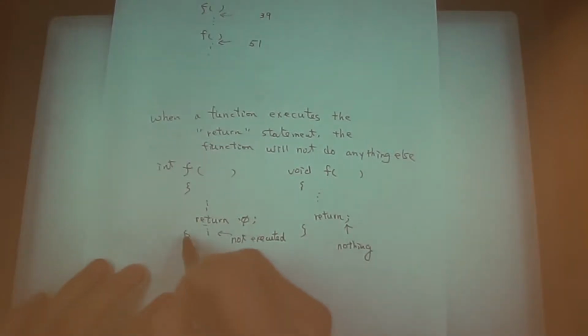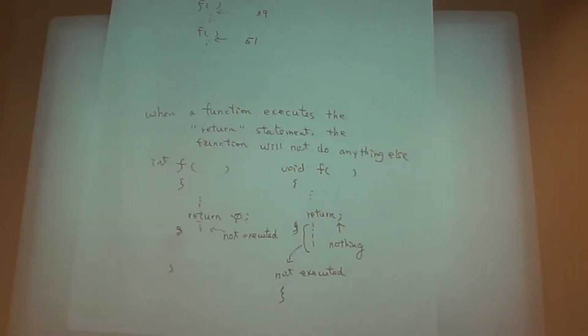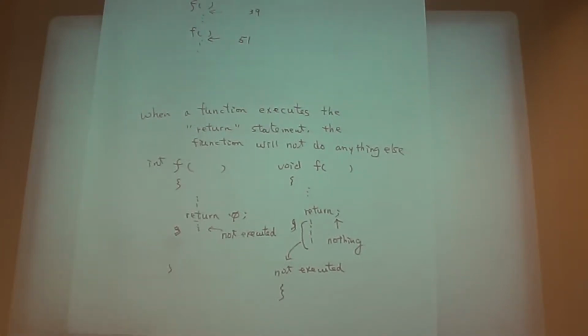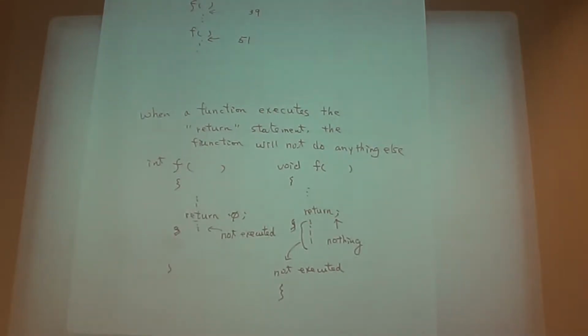After return, if you have anything here, this will not execute. If you have anything after return, then the compiler will actually give you a warning, telling you, are you sure? Because whatever you write here has no effect. The function does not do anything after that.